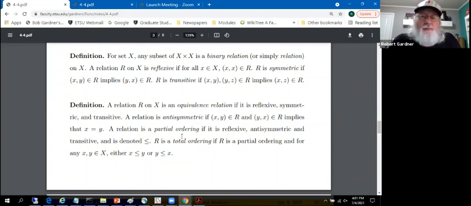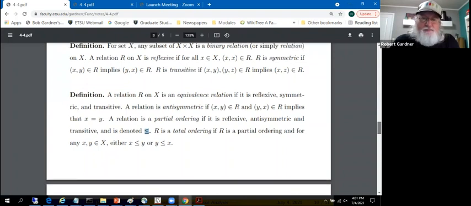A relation is a partial ordering if it's reflexive, anti-symmetric, and transitive, and we'll denote partial orderings using these symbols here. In the Hong-Wang-Gardner book, we use slightly different symbols, but these are the symbols used by Promislow, so we'll stick with those.